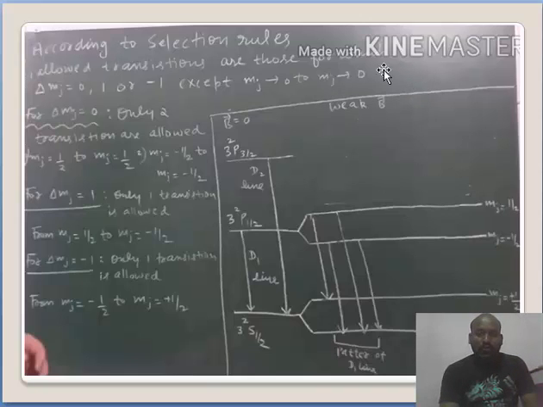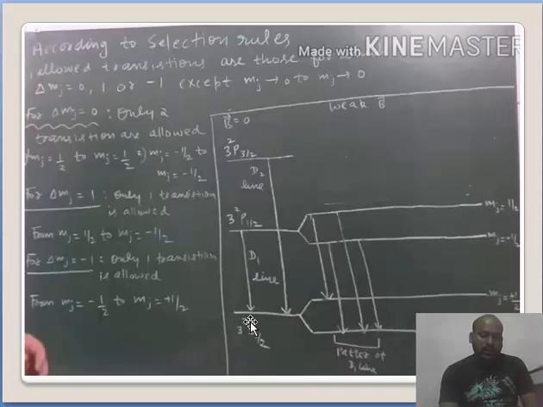When you apply a weak magnetic field, the state 3s½ (²S½) splits into two energy levels. As I told before, this energy level splits into two, and we use the selection rule: in the upper energy level mj is +1/2, and in the lower energy level we use -1/2.